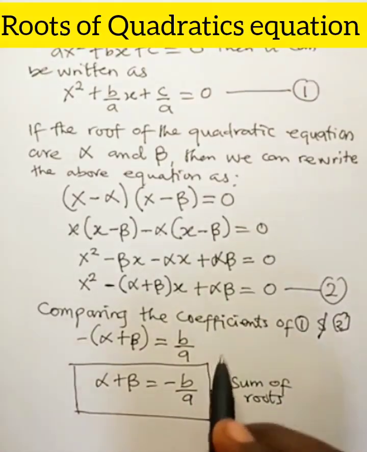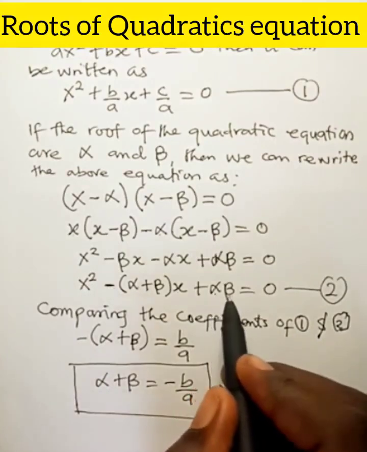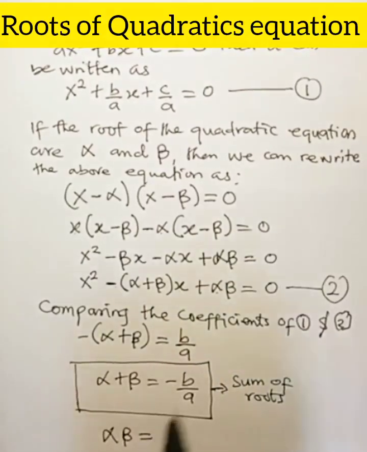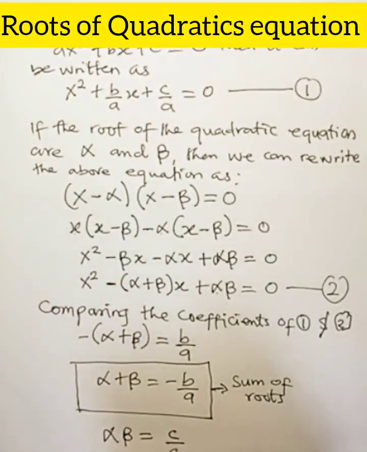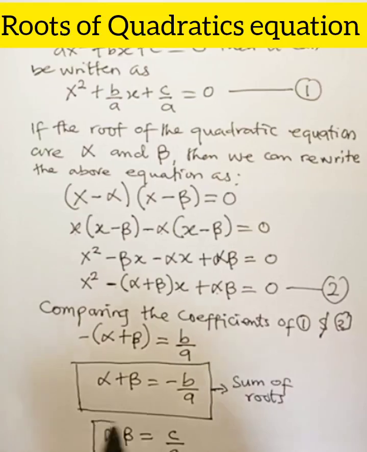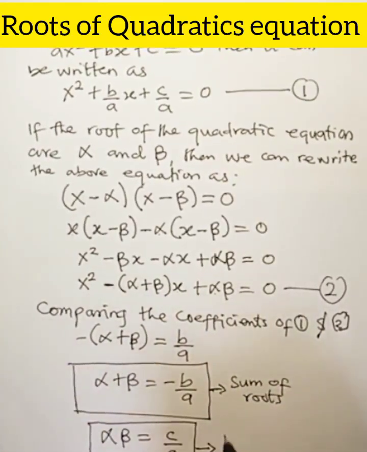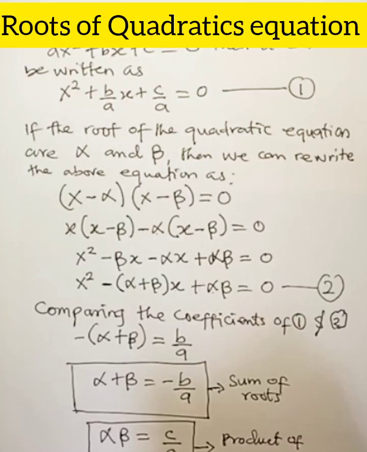Then let's compare the constant alpha beta. If you have alpha beta, compare with the equation 1, you see that it equals c over a. So this is what we call product of root.